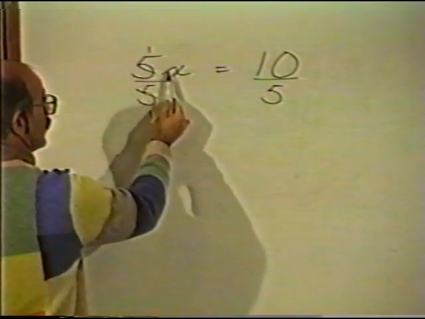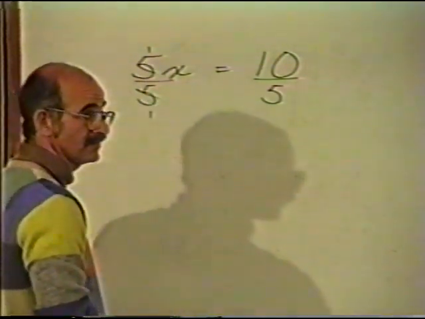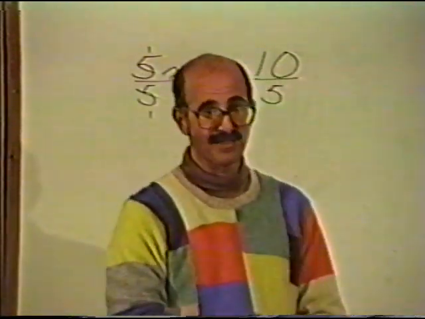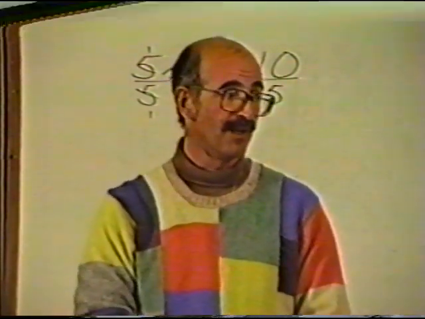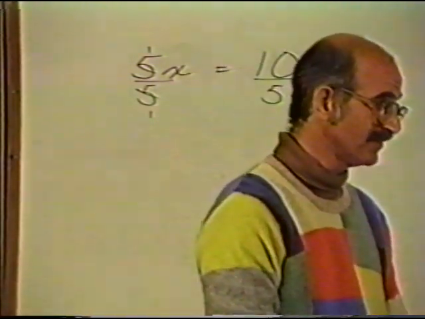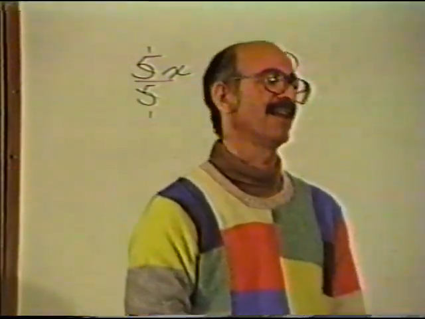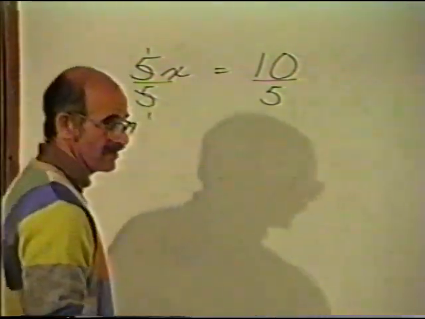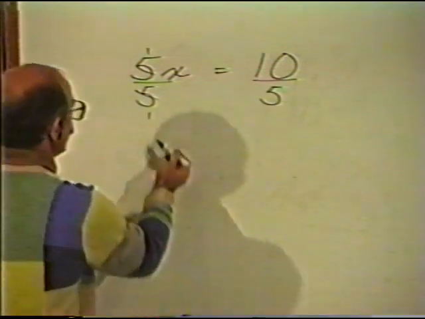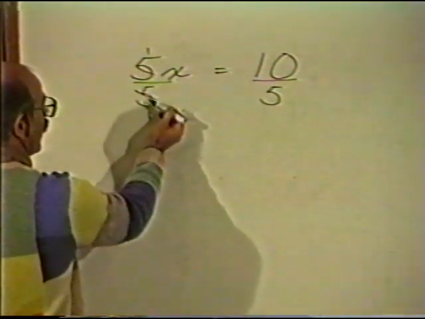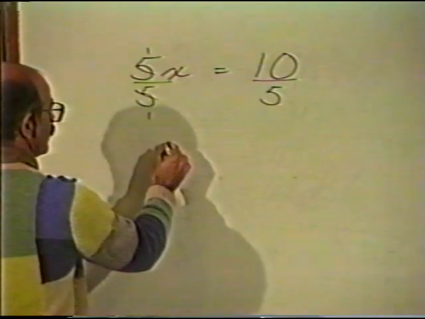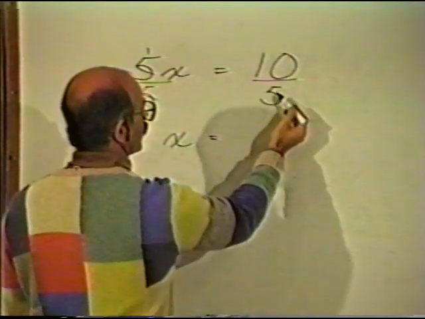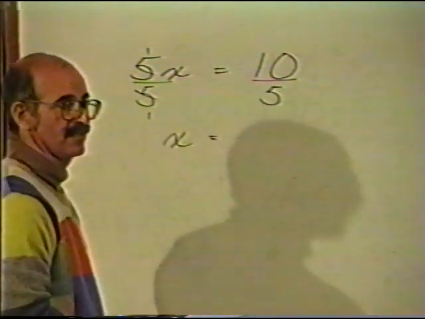And what's 1 times x? Well, what's 1 times 8? 8. What's 1 times 9? 9. What's 1 times 3? 3. What's 1 times x? X. 1 times x is x, and x over 1 is x. All that to say that if you divide the 5x by 5, everything cancels out and leaves you just plain x. On this side, we have 10 divided by 5, which is 2.